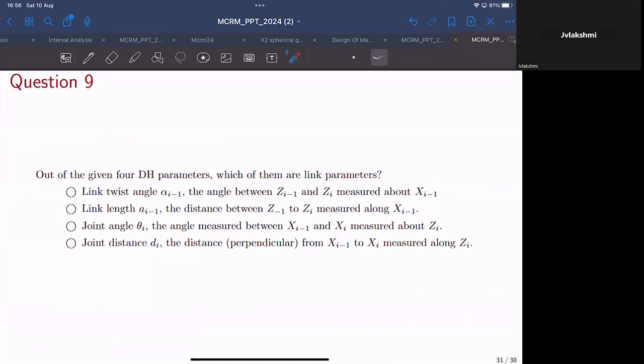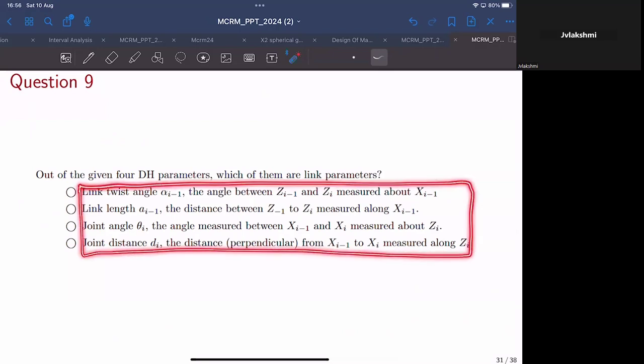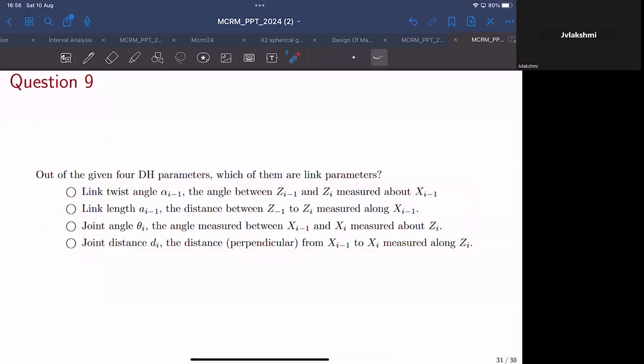So it's more or less the definition of these DH parameters. There is no other way apart from to really learn these definitions, possibly by heart, if that works. Basically, link parameters convey the relationship between joints, and joint parameters convey the relations with respect to links. So the question asks which of them are link parameters. We have four DH parameters: alpha i minus 1, a i minus 1, theta i, and d i.